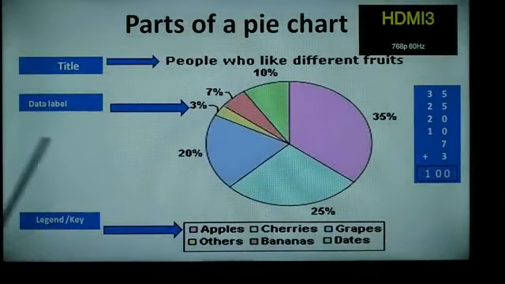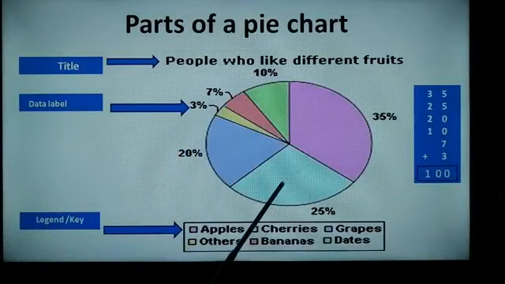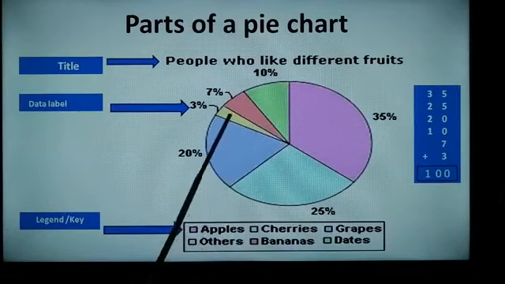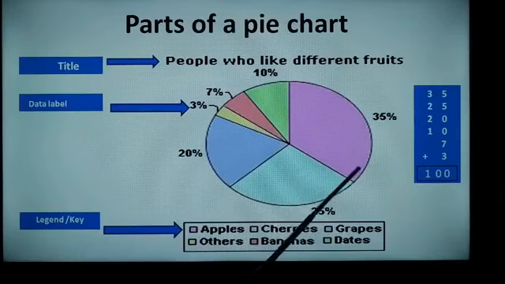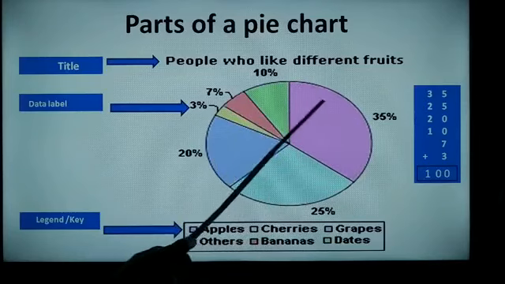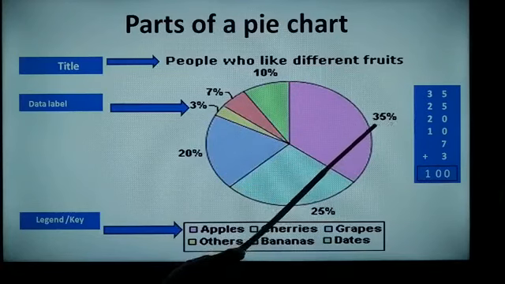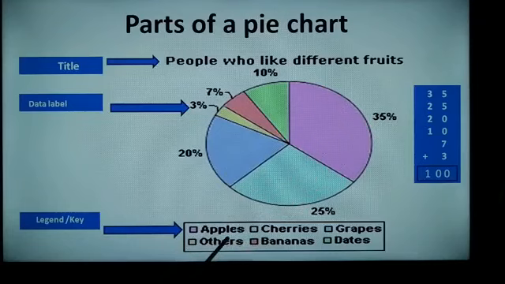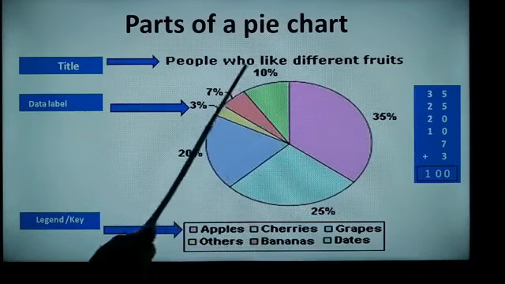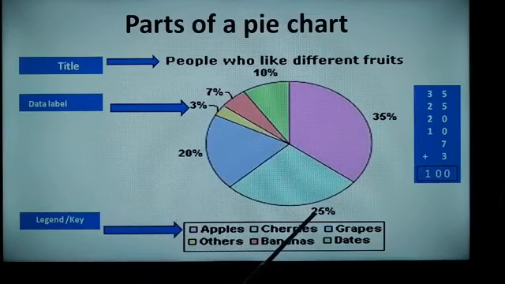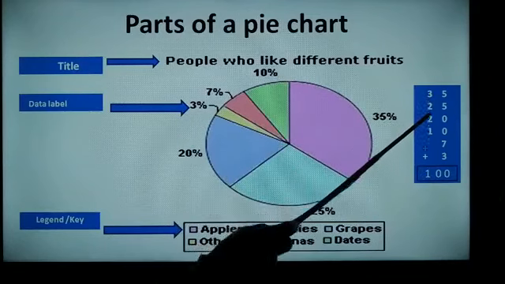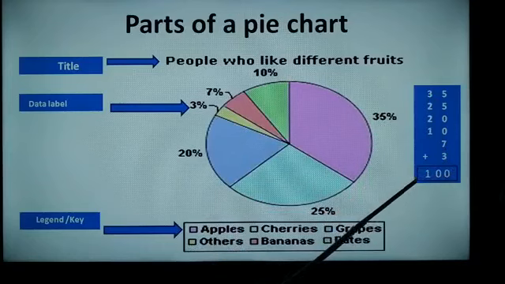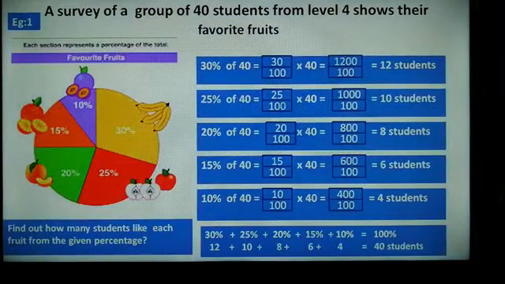If I ask you one question, which fruit is the most favorite? Through this pie chart, when you check it out, you can easily find out this is a big slice, isn't it? So what is written here? 35% of the whole like this fruit. What is that fruit? Apple. And when you add all these percentages, what answer will you get? The total amount should be 100. It is given there, all the numerical values. When you add up, you will get 100%. Okay, now we will do some examples.